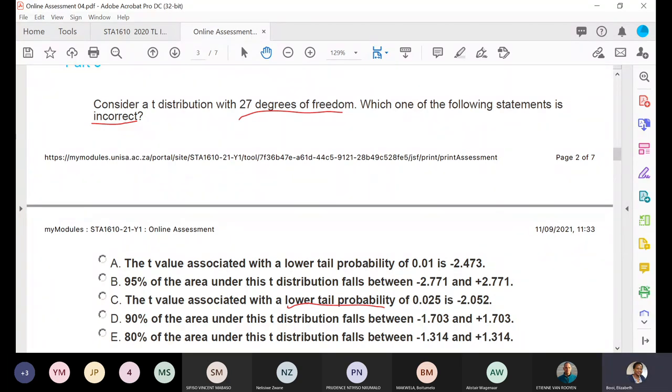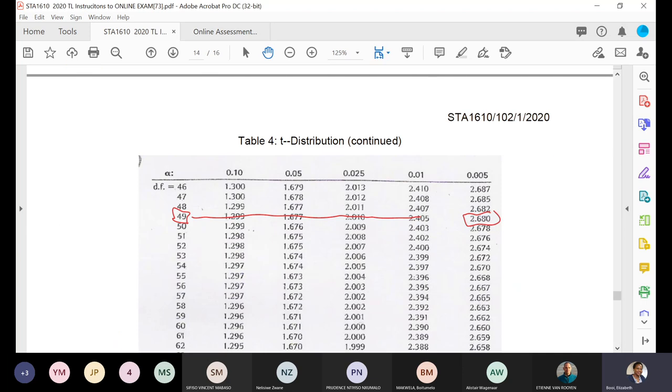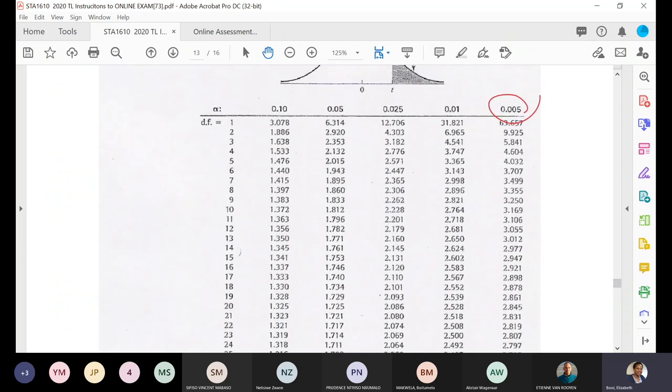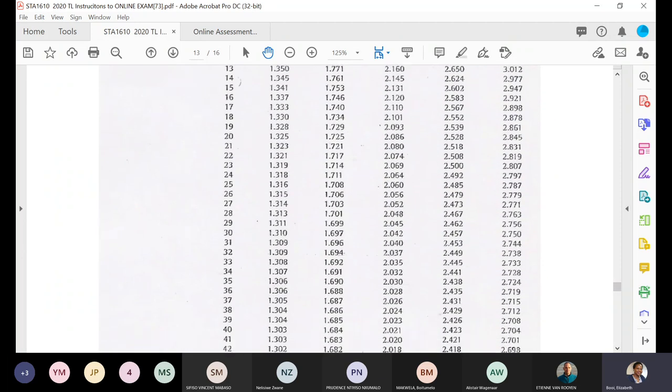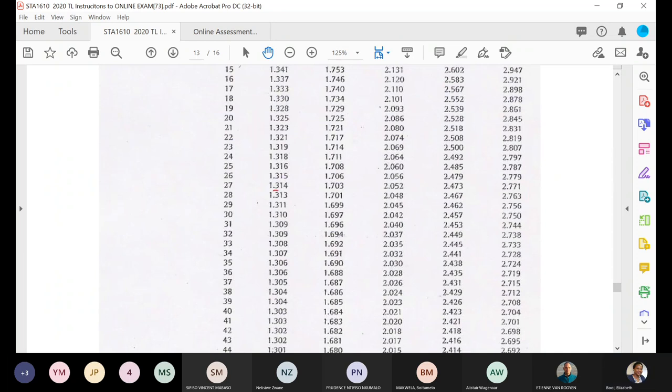Let's see which one is the incorrect one. We know what the degrees of freedom is. Let's go find our T of 0.01 and 27. T of 0.01 is that column. So we can come to the second column and 27, because that is our degrees of freedom.